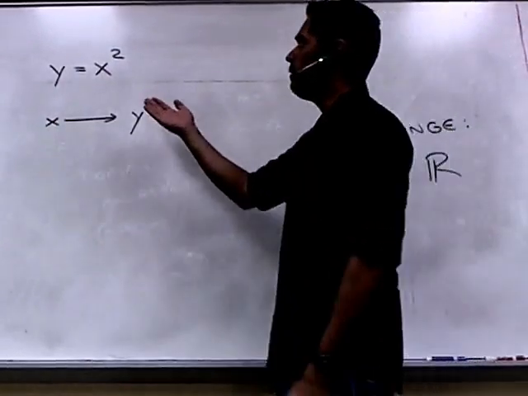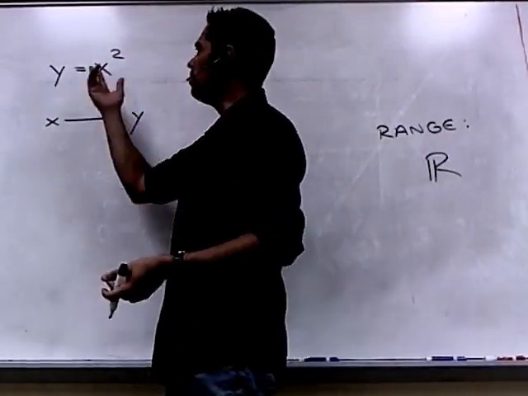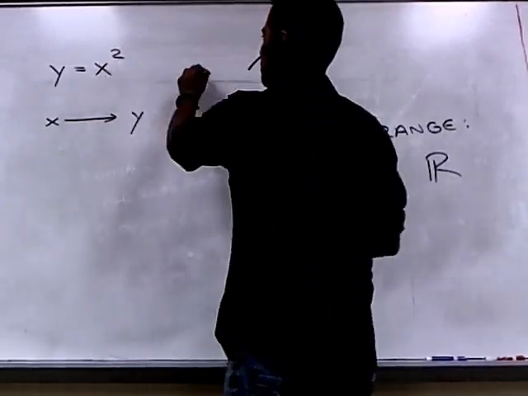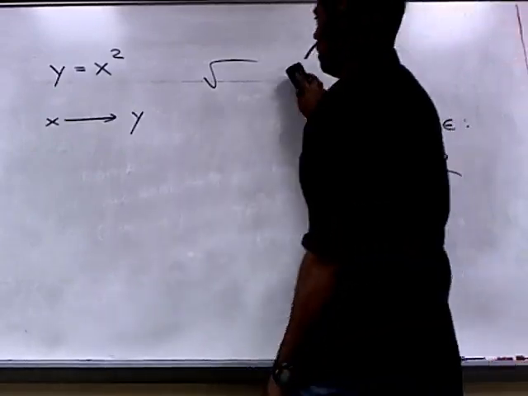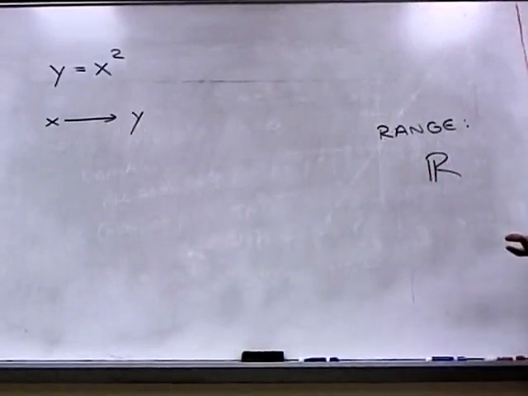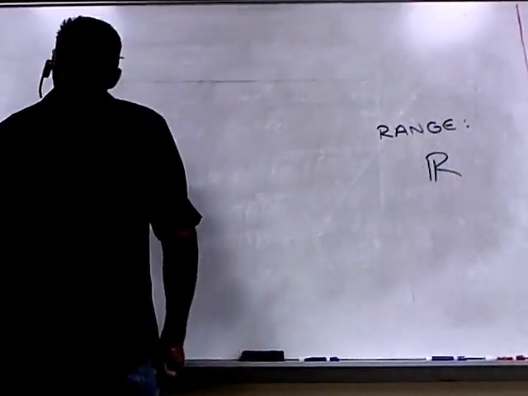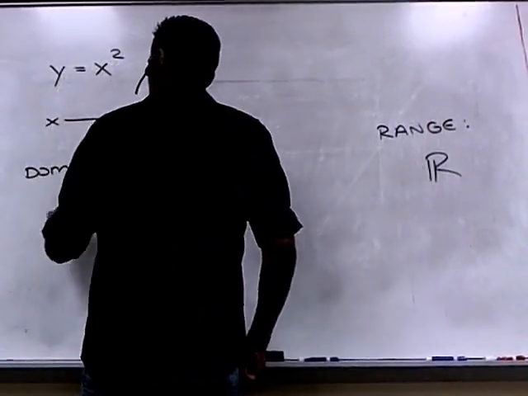Do you see a fraction here that we have to be concerned about for division? No? Do you see a square root? You see a square, but square root is different. So you don't have a square root, and we shouldn't have any issues squaring a number. Does that kind of make sense? So your domain here would be what? All real numbers. What about your range?